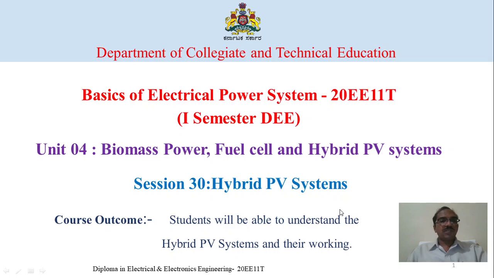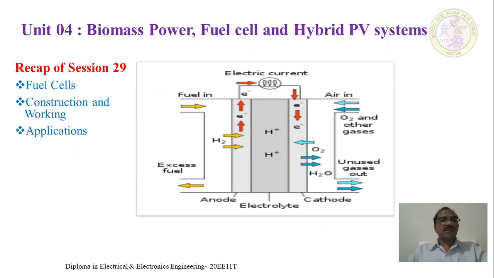Under Unit 4, which deals with biomass power, fuel cell and hybrid PV systems, we are going to learn in this session 30 about hybrid PV systems. PV here means photovoltaic cells. After completion of this session, the student must be able to understand what is meant by a hybrid PV system, what is the necessity, what are the different types available, and their corresponding working and application.